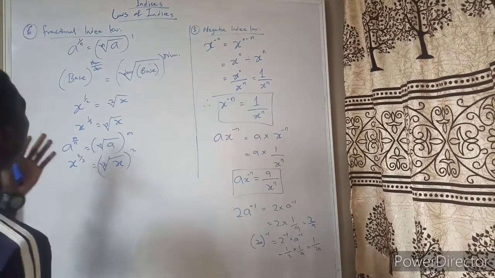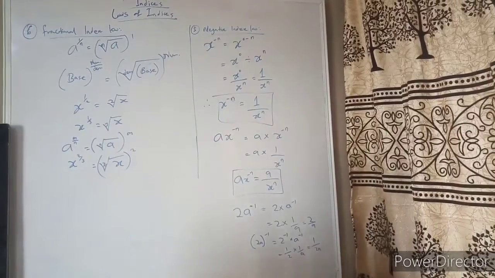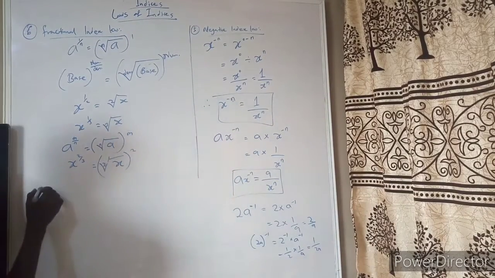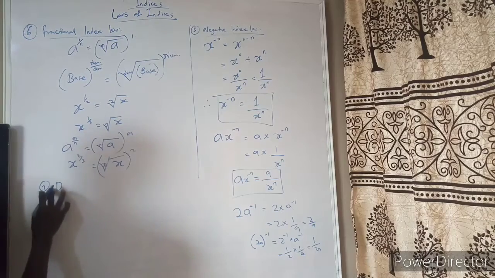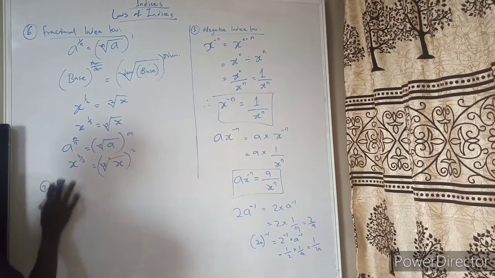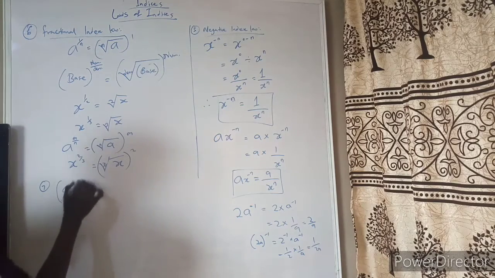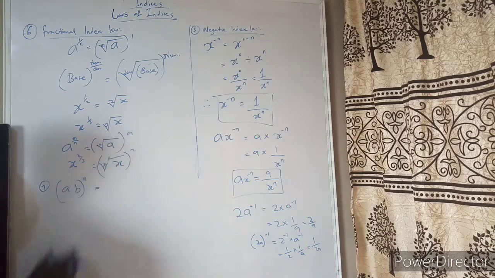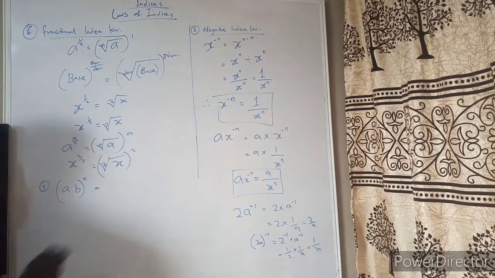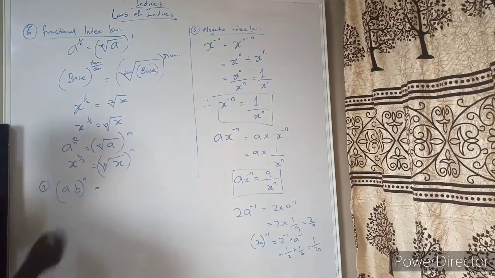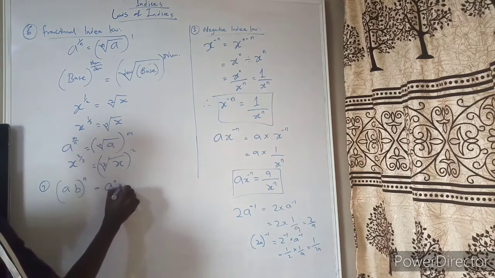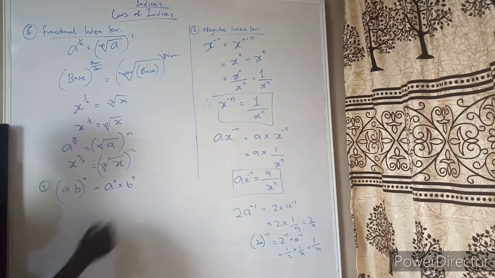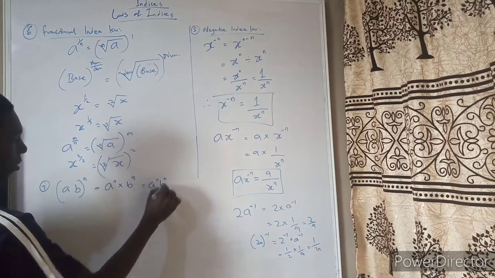Now, these are the basic laws we are taught in mathematics for indices. But let me go on to the seventh one. What we now have is ab raised to power n. How do we solve this? Like I said here, once there is a bracket, everything in the brackets is entitled to the power, provided they are bound with a multiplication sign. So you can now have a raised by n times b raised by n, which is equal to a raised by n, b raised by n.